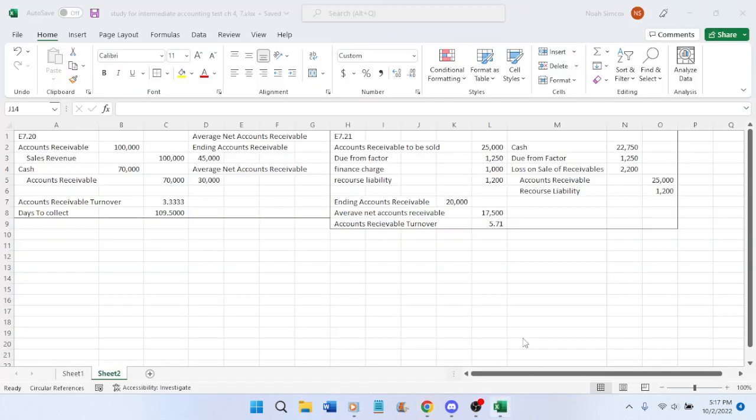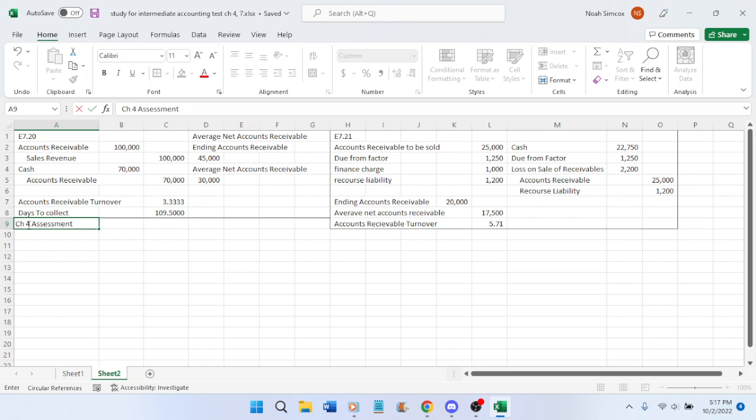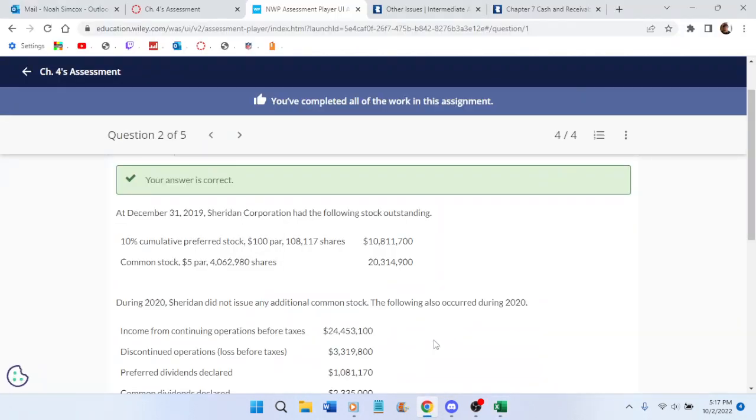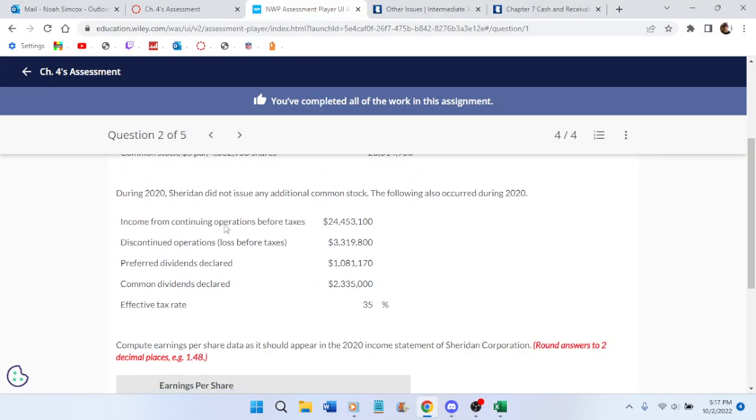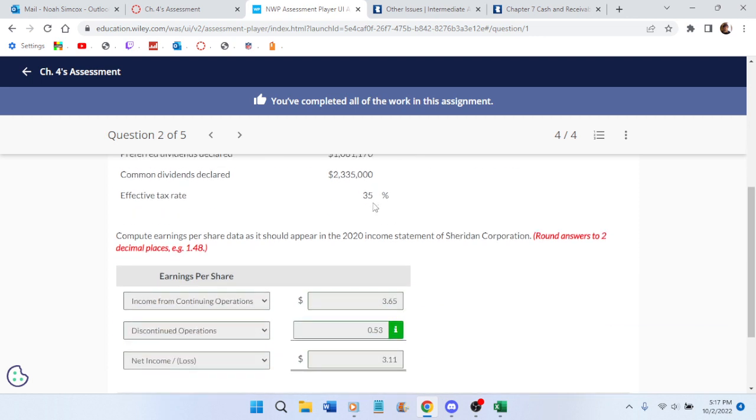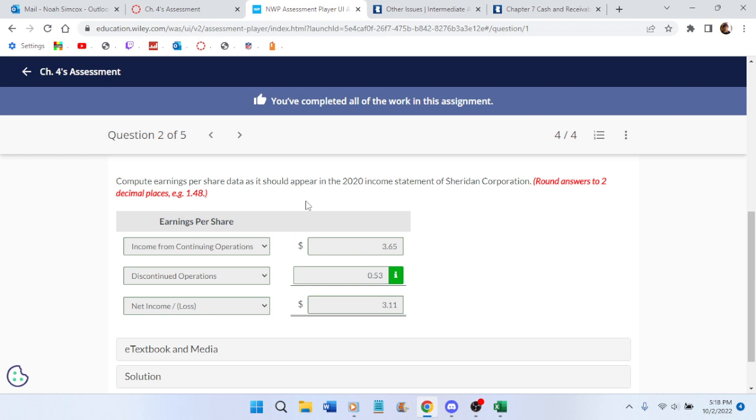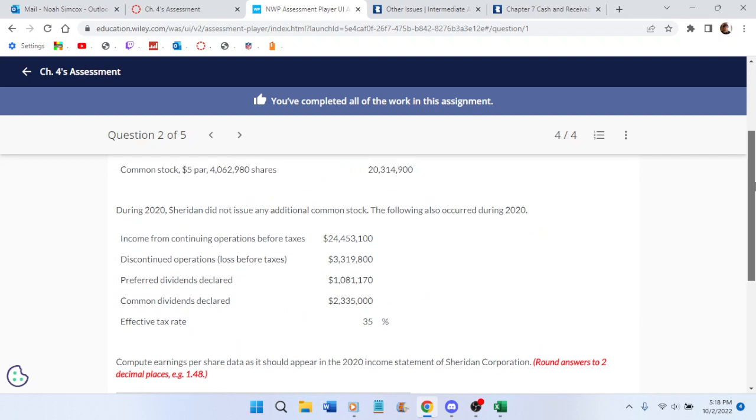Question 2, chapter 4 assessment. We have stock outstanding. We have some stuff that occurred. What is the earnings per share? So this is basically that one question that we did in class that I did not write down how to do, because I just was an idiot. So I will now do the question.